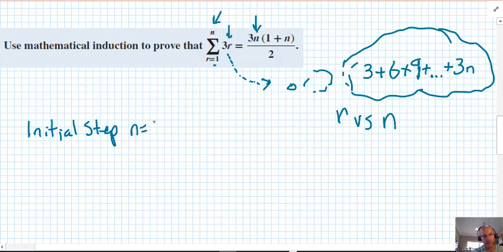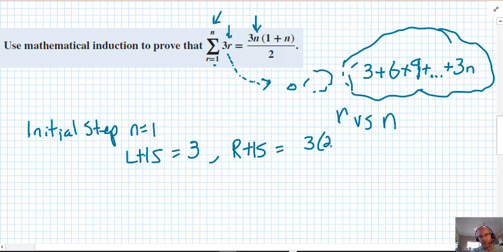n equals 1, and we'll have our left hand side. That will simply just be 3 times 1, which is 3. The right hand side will be 3 times (1 plus 1) all over 2, which also equals 3. So it's true for n equals 1. That's a good start.